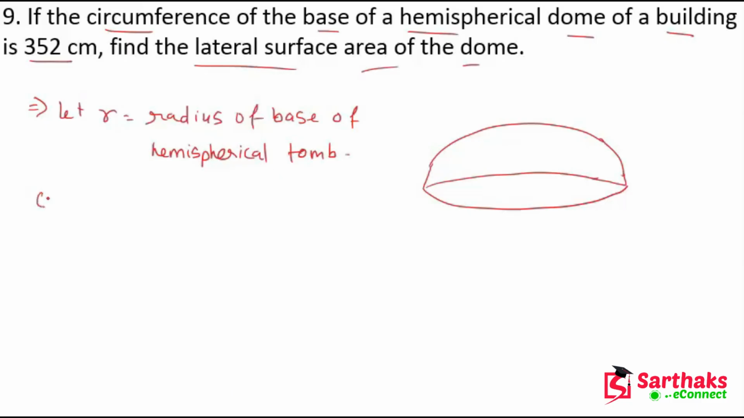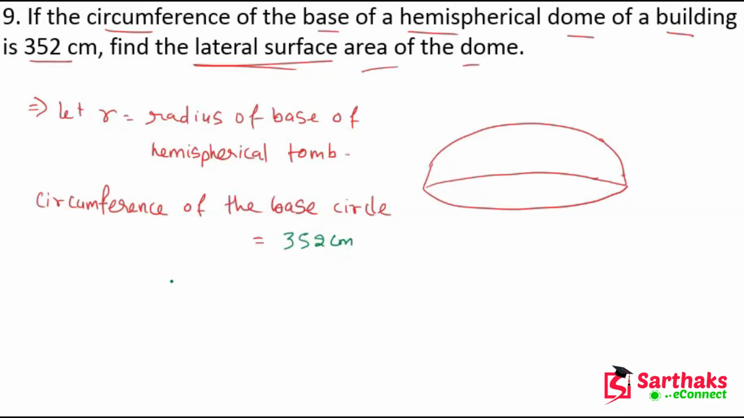And we know that the circumference of the base circle, this is in the shape of a circle, is 2 pi r. The circumference of the base circle is 352 centimeter, and the formula is 2 pi r, and this is equal to 352.